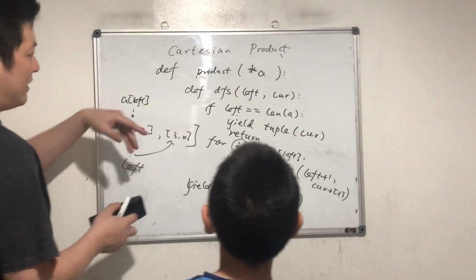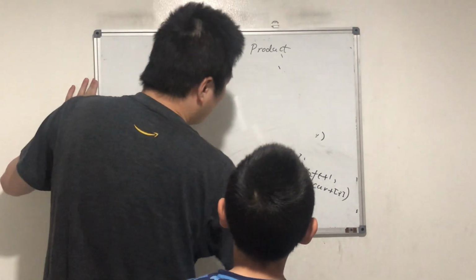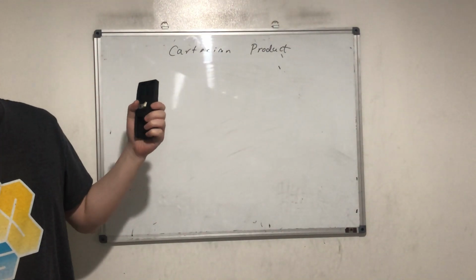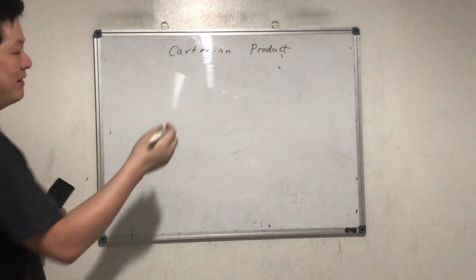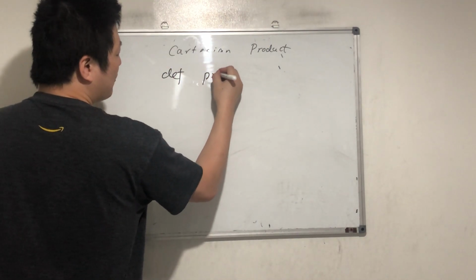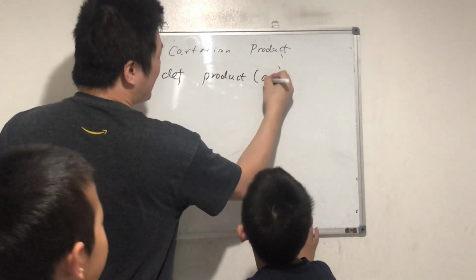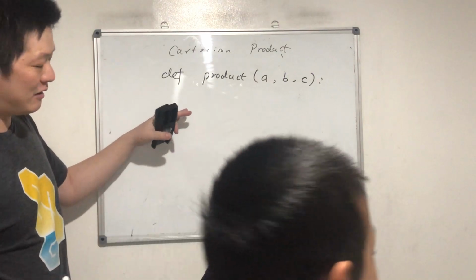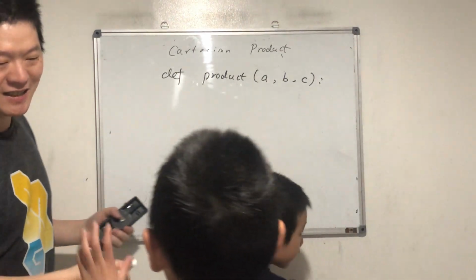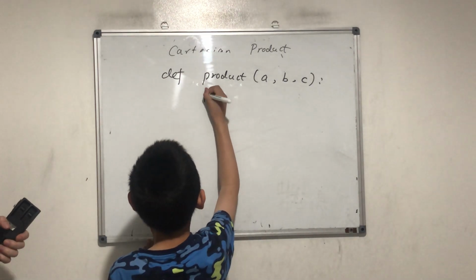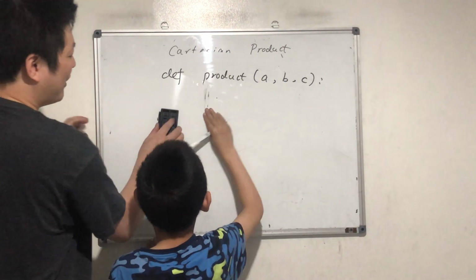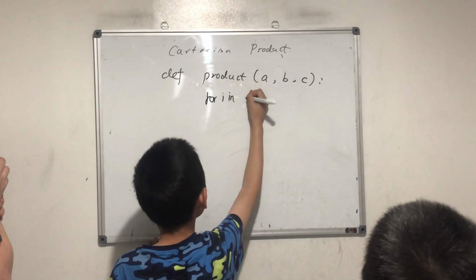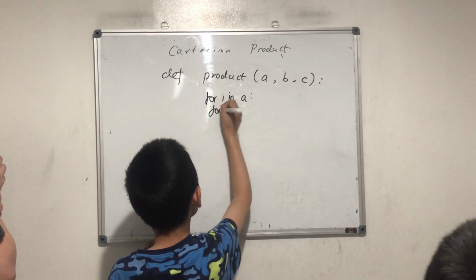Okay, how about this: can you write a Cartesian product with the 3 elements? Easy. Define product, A, B, C. So can you write a Cartesian product if there's 3 elements? So it's easy. Okay. So for I in A. Yeah. For J in B.